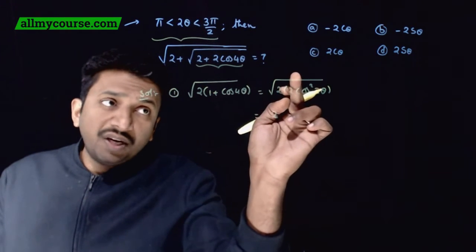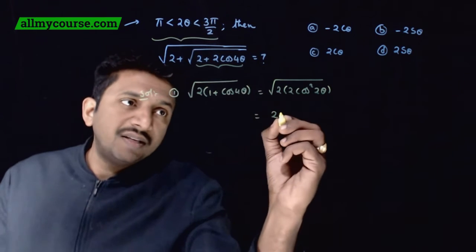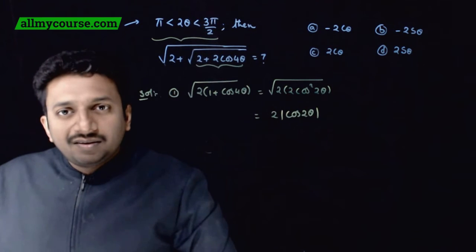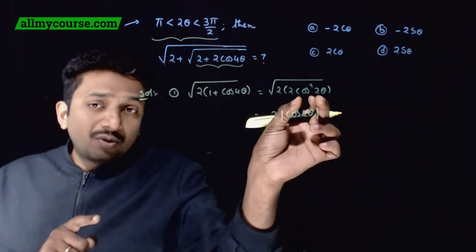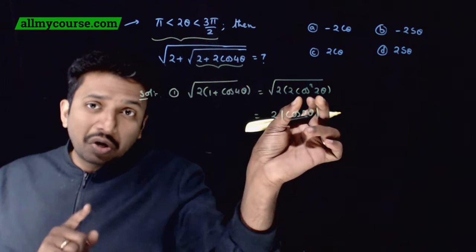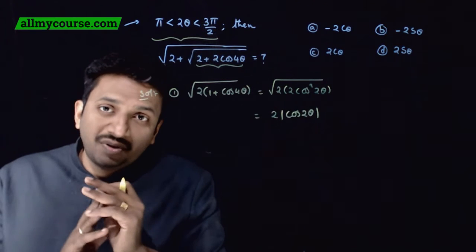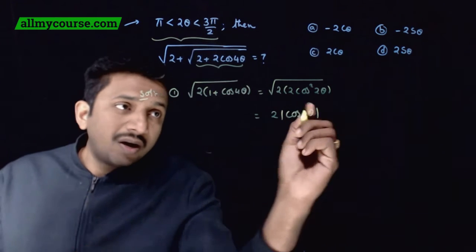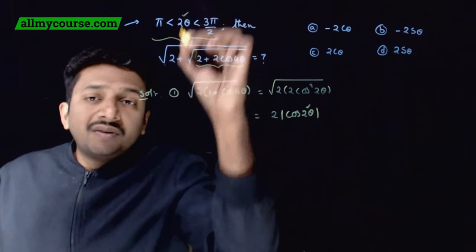Cos square of 2 theta, square root of it is modulus of cos 2 theta. So you have to be very careful here. Root of cos square 2 theta is not cos 2 theta, it is mod cos 2 theta. Now to see what happens with mod, you take the information given in the question.